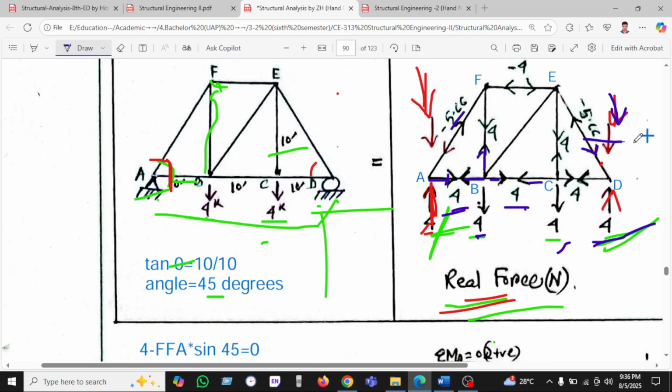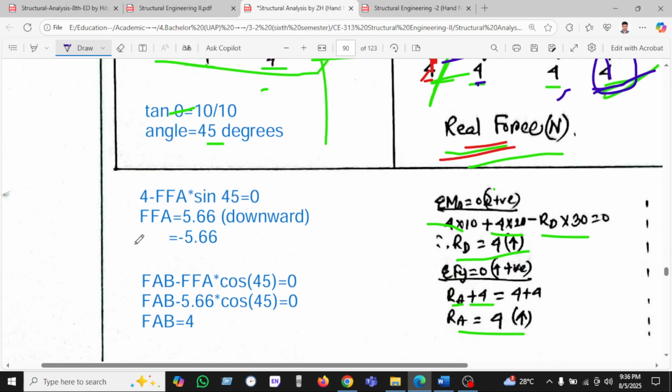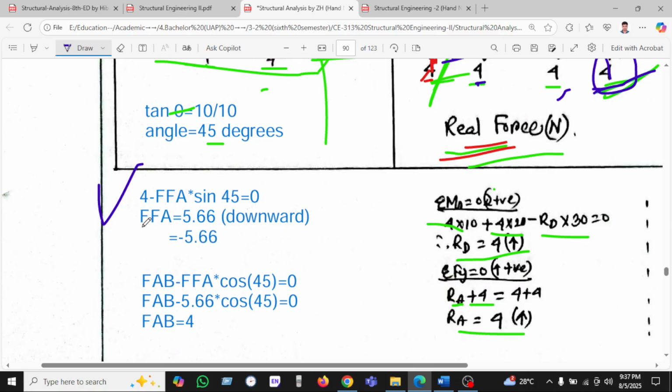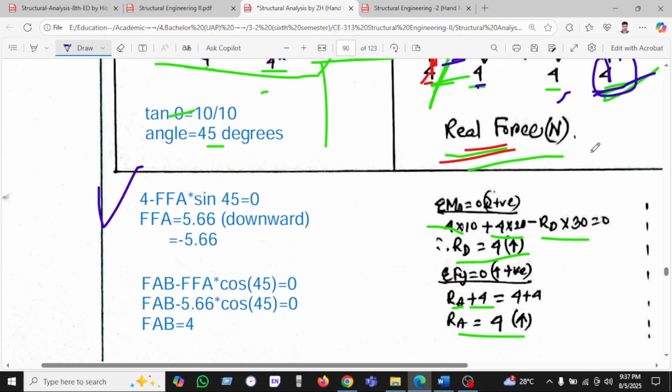So this component is divided into one horizontal, another vertical. So this force, the 4 load, will be only prevented by this vertical. So as we know this is the theta and this will be theta, so this is the opposite theta, that's why it will be cos theta, FAB cos theta. In the same way, it is 4 minus FED sin 45, so FED will be 5.66, which is minus 5.6, the same value as we found.